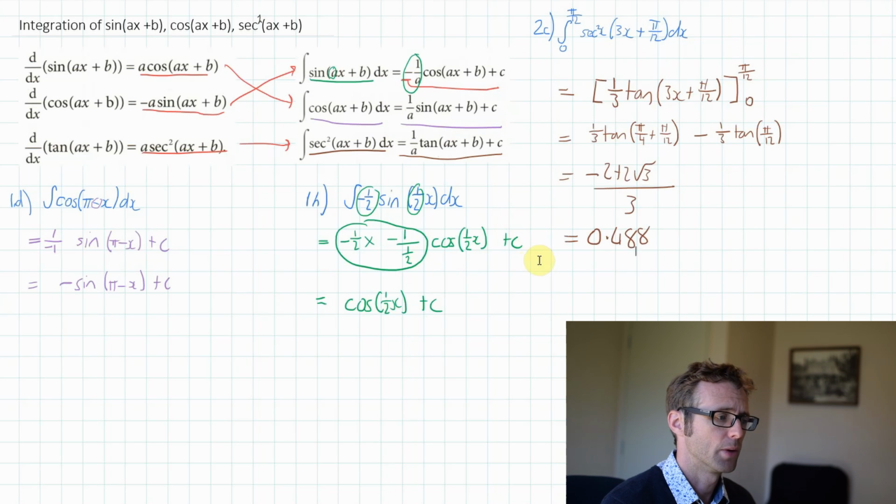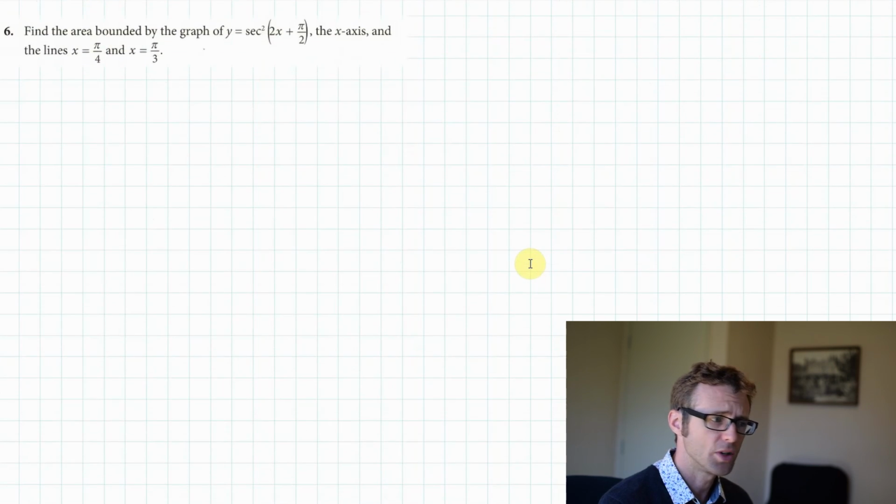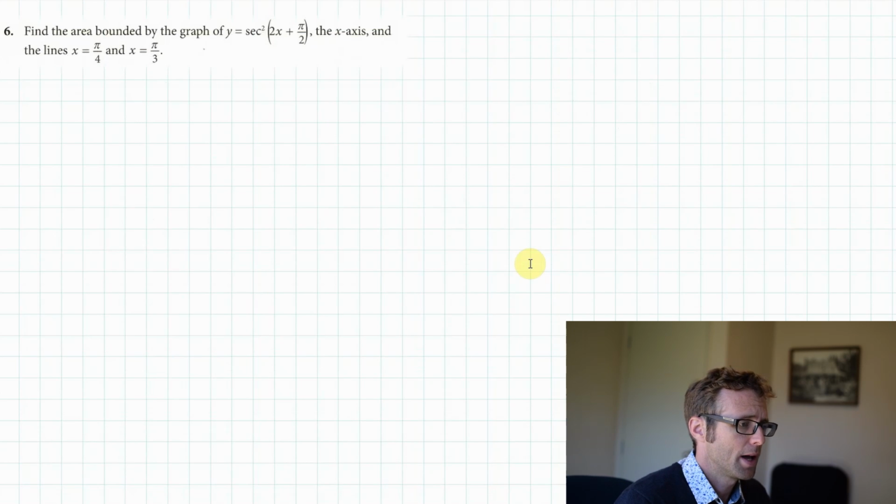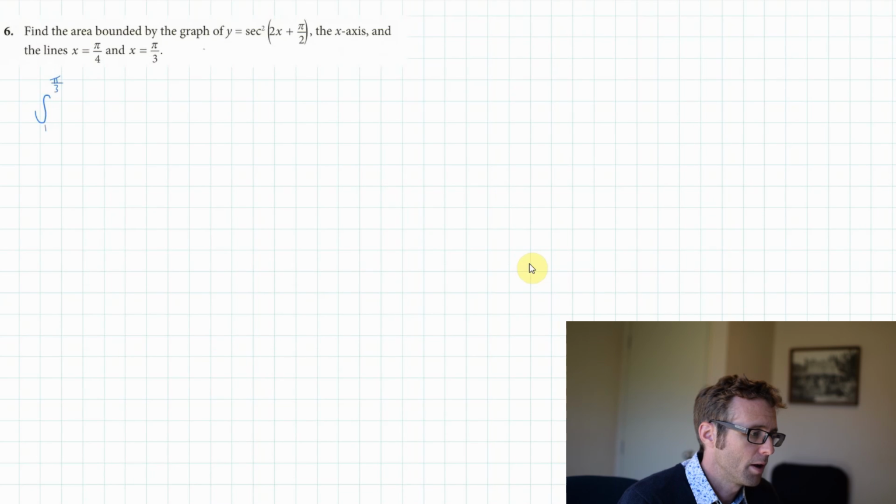Alright, we'll now move on to a word problem. This is question 6. For this one, we are told that we've got to find the area bounded by the graph of y equals sec squared of 2x plus pi over 2, the x-axis, and the lines x equals pi over 4 and x equals pi over 3. Well, area, we're going to use integration, so I'm going to integrate between pi over 4 and pi over 3, like a definite integral here. Sec squared of 2x plus pi over 2.